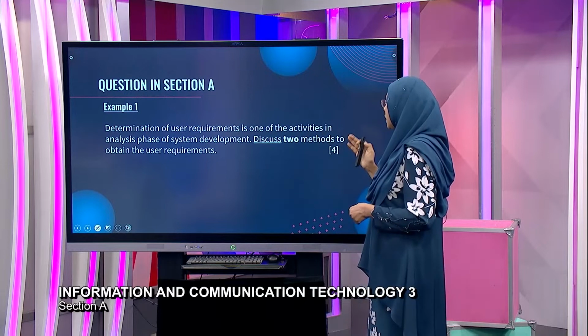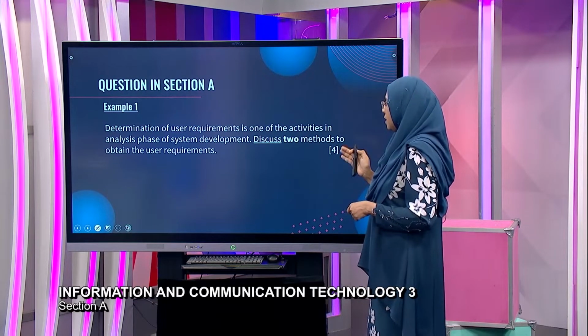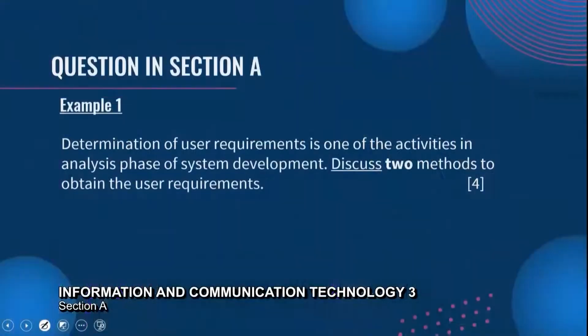Determination of user requirement is one of the activities in the analysis phase of system development. Discuss 2 methods to obtain the user requirement. This one is from Chapter 2, system development life cycle. The phase is the analysis phase, so you must know what the activities in the analysis phase are. The question is asking for discuss.